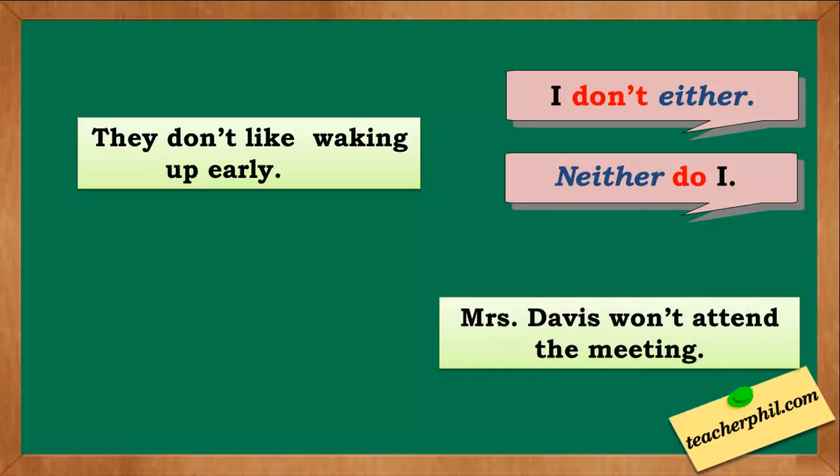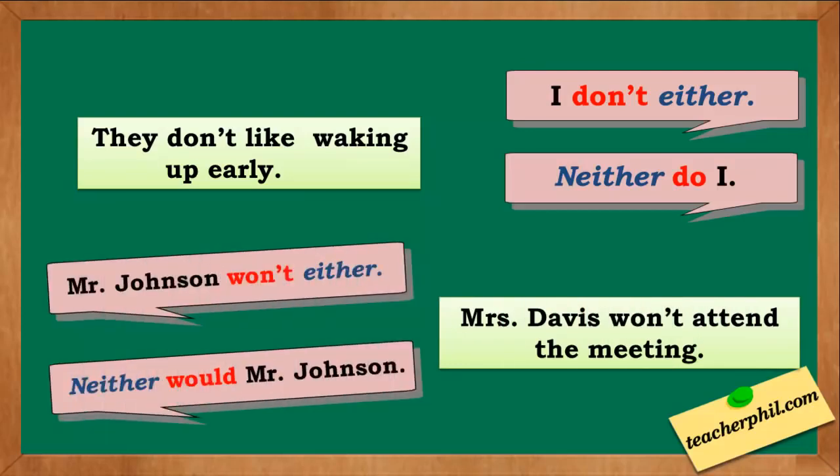Mrs. Davis won't attend the meeting. Mrs. Johnson won't either. Or, neither will Mrs. Johnson. Notice that either comes at the end of the sentences after the negative verbs don't and won't, while neither is at the beginning of the sentences before the auxiliary verbs do and would. Notice that the verbs aren't in their negatives.